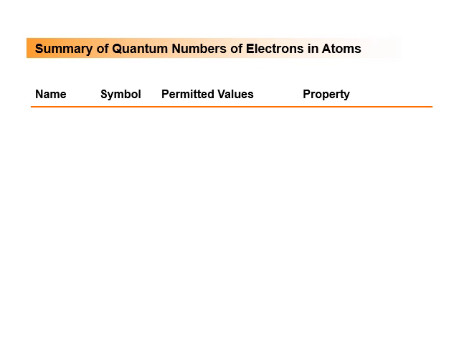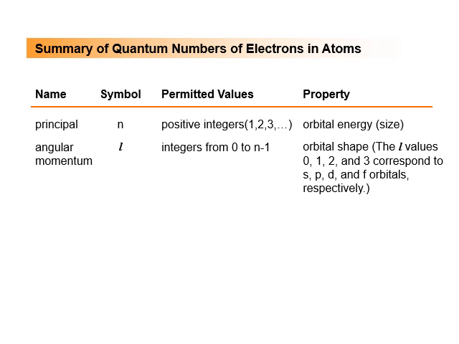Okay, so these are the summaries for the quantum numbers of an electron in atoms. The principal quantum number has the symbol n. It takes positive integer values 1, 2, 3, and this determines the orbital energy and size, whereas the level is 1, 2, 3, 4. For angular momentum, the symbol is L. The integers from 0 to n-1 determine the orbital shape, either S, P, D, or F, according to the orbital 0, 1, 2, 3.